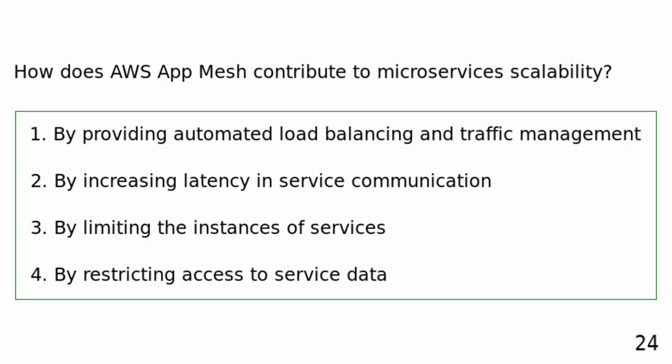How does AWS App Mesh contribute to microservices scalability? By providing automated load balancing and traffic management. By increasing latency in service communication. By limiting the instances of services. By restricting access to service data.